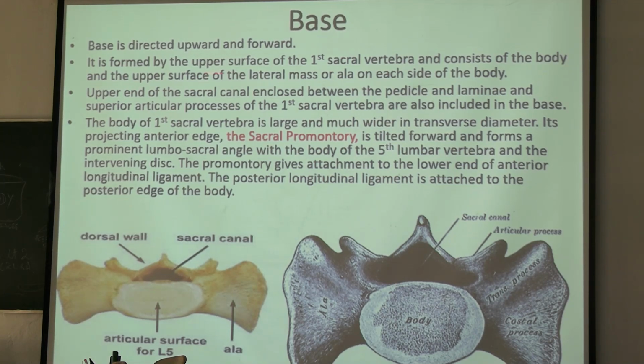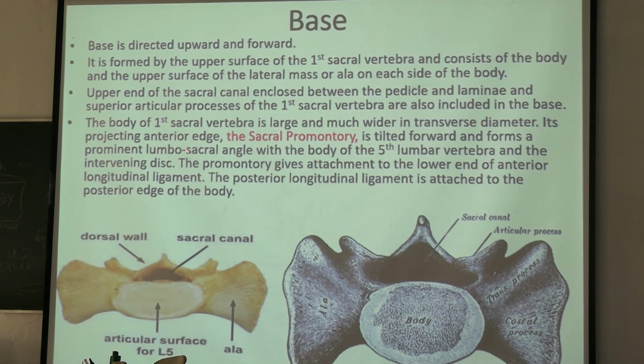Okay, so it is formed by the upper surface of the first sacral vertebra and consists of the body and the upper surface of the lateral mass or ala on each side of the body. These are forming the base. The upper end of the sacral canal is enclosed between the pedicle and lamina. This part is the pedicle, here is the lamina. So it is enclosed by these two structures, and the superior articular processes of the first sacral vertebra are also included in the base.